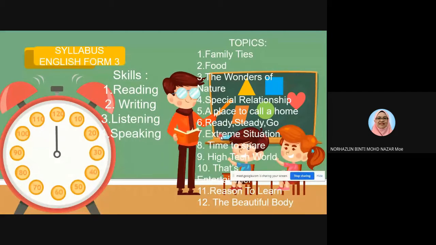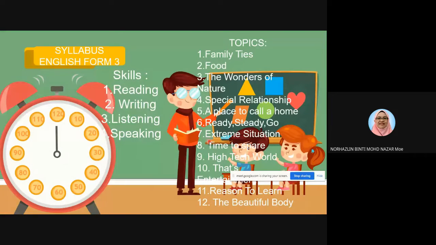Unit 7 is about extreme situation. Do you know what is extreme? What is extreme? Anyone knows? Something that is beyond, or sometimes you're able to control the situation, or scenario, or condition.